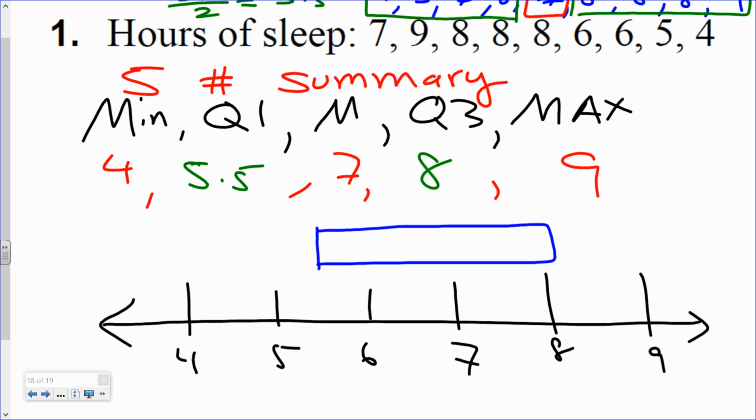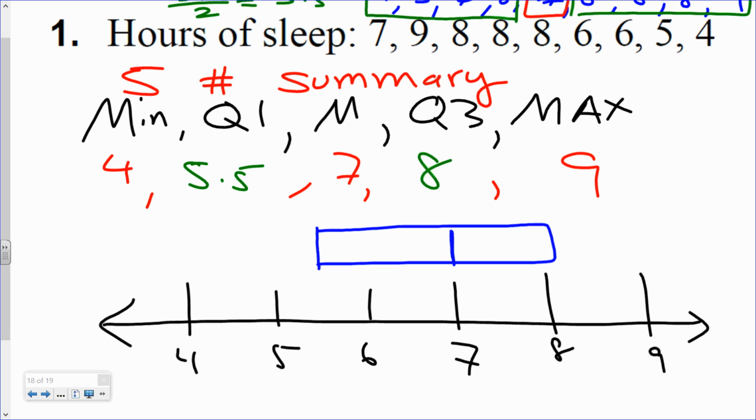Whisker time now. Actually, before the whisker, let's do our median. Our overall median was 7. So what do I do with that? What do I do inside the box? Right, I draw a vertical line at 7. Look at it right here. Whiskers, we're done. Thank you.